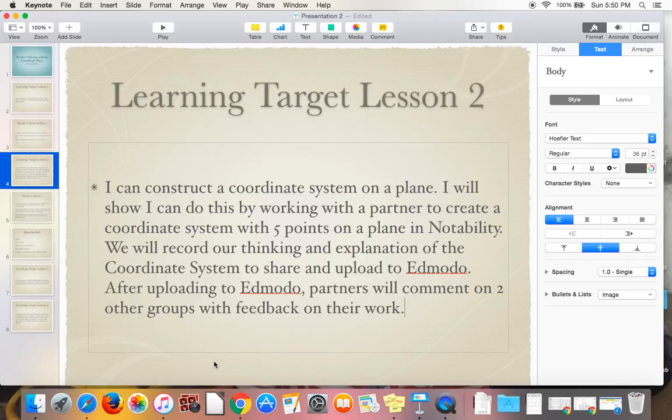Okay, and that's again going to work on building up that social presence. Remember to be positive. You can use appropriate emojis and punctuation.